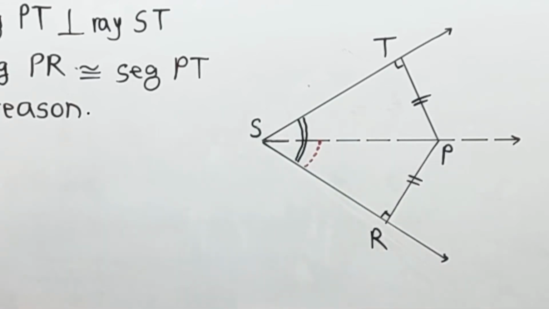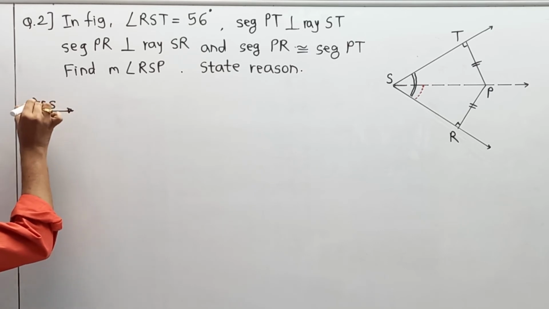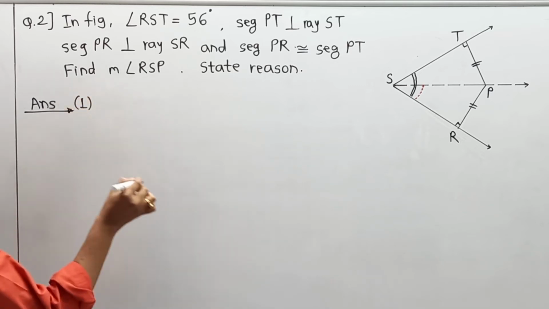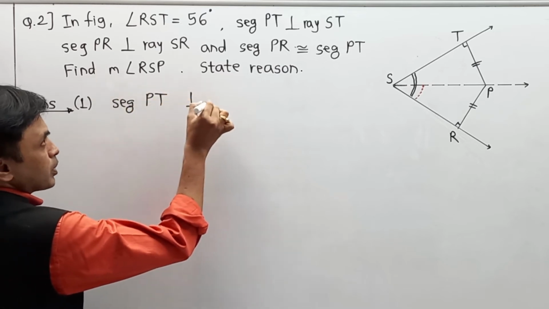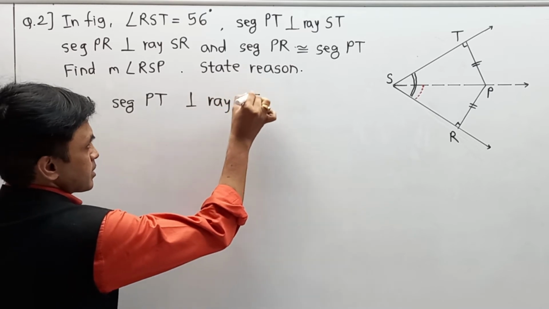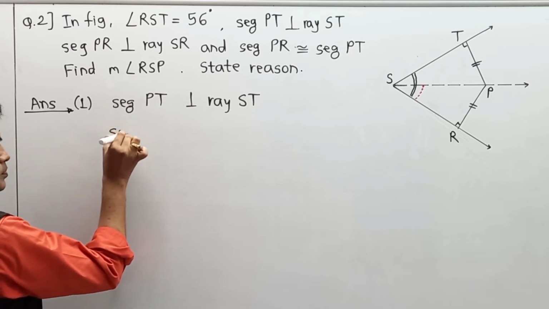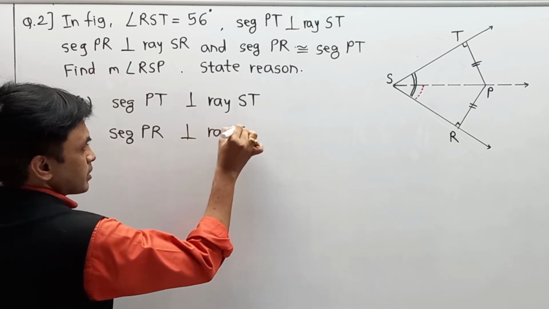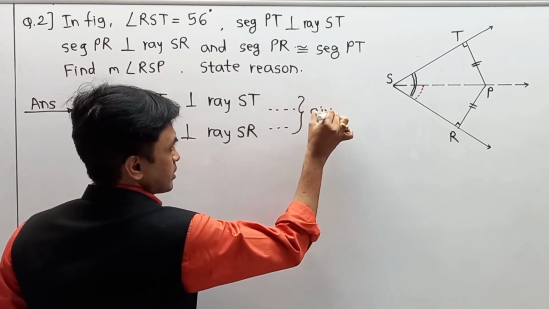And now we have to write that answer over here, so please pay attention. Your answer is as per the given. First part, they have given segment PT perpendicular to ray ST, and ray PR or segment PR is perpendicular to ray SR. These both parts they have given, so I am going to write them combined as a given.